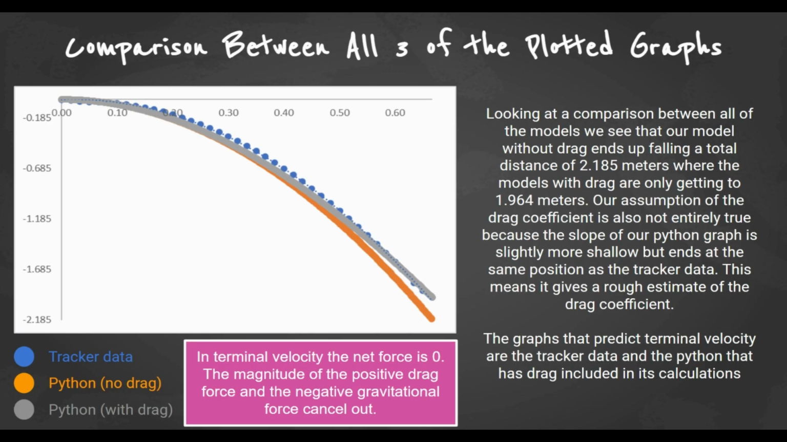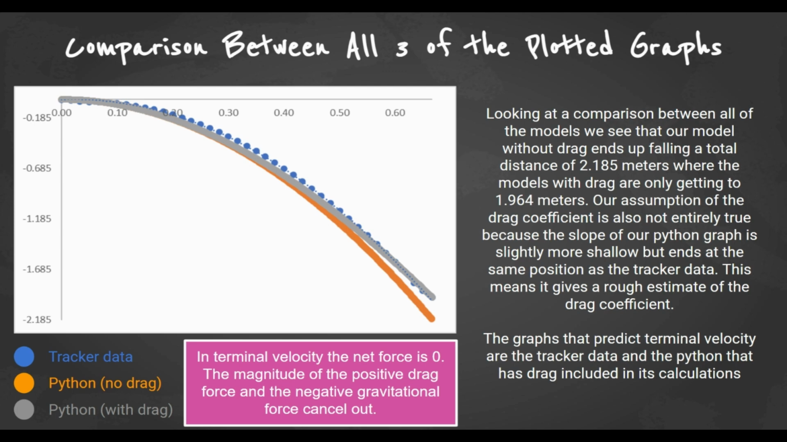All right, now what does this all mean? So after putting all three of these into a single chart in Excel, we can see that our model without drag in Python ends up falling a total distance of 2.185 meters, whereas the models with drag, that being our Tracker and our Python with drag, they only fall 1.964 meters.